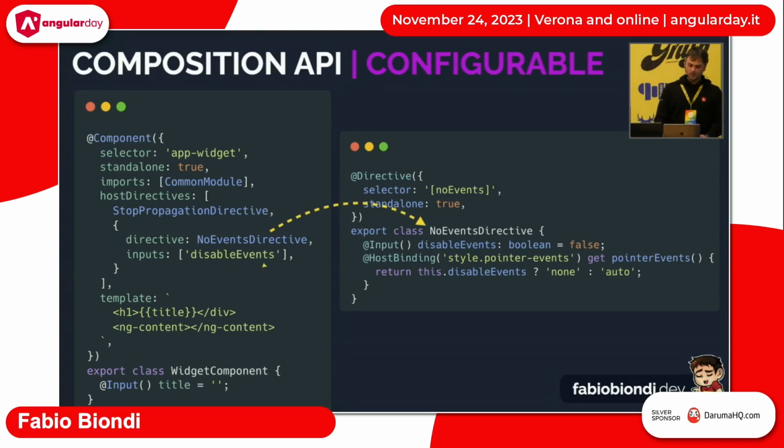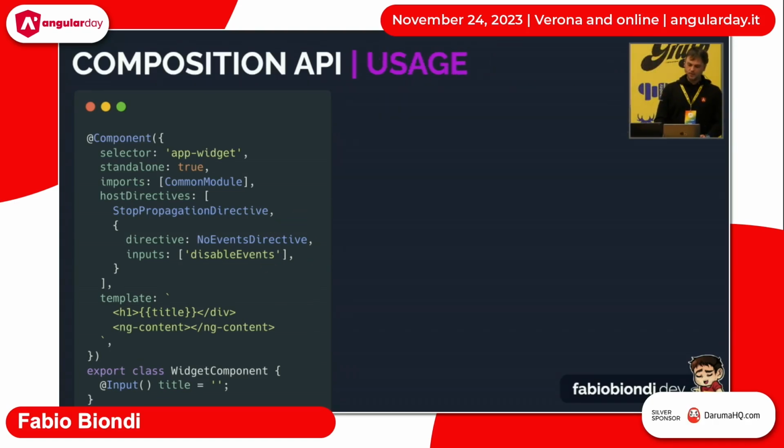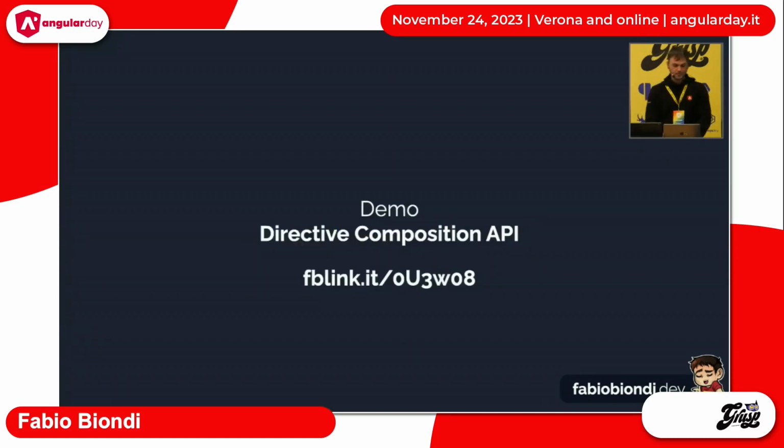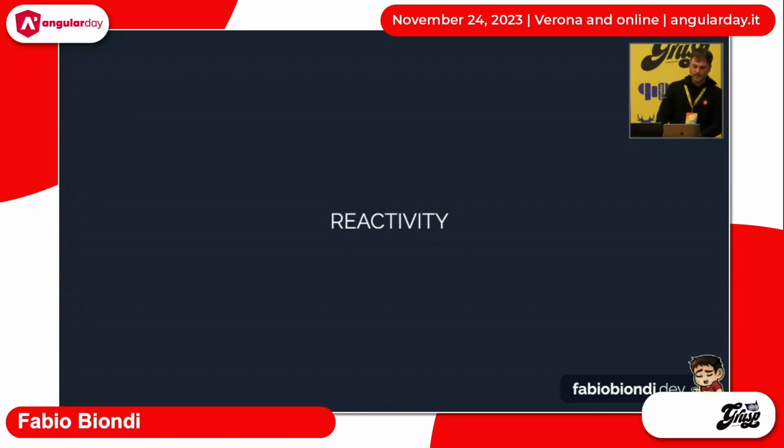Okay, and now, for example, we can use it in this way. In this case, app widget always applies the StopPropagation directive, while disableEvents is configurable from a boolean that sets whether it's enabled or not. It's very, very useful, this composition API, if you use and write a lot of directives. Okay, I have the demo, but there is no time.